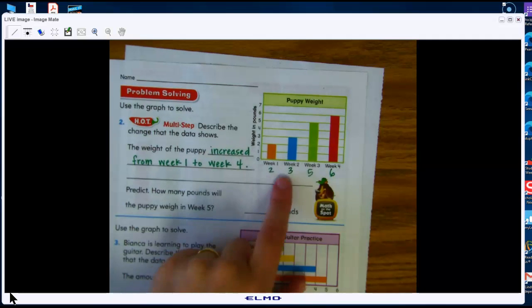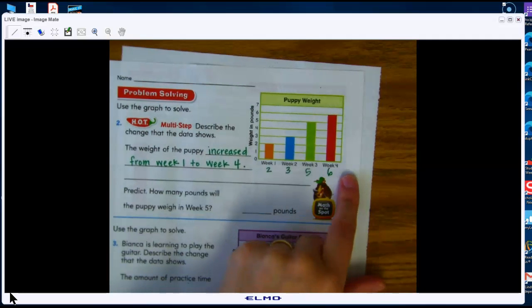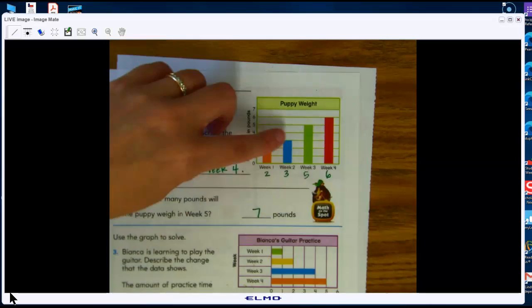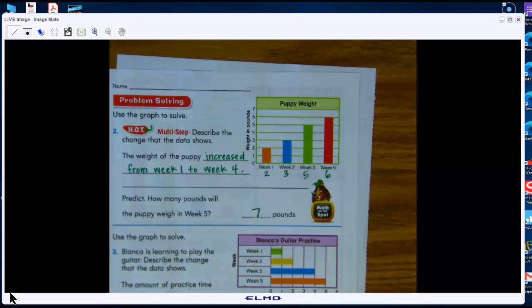We went 2, 3, 5, 6. What do you think week 5 would be? What do you think, Blaze? 7. You could put 7. Or you could put 8, because sometimes it went up 2 and sometimes it went up 1. So you could put 7 or 8.